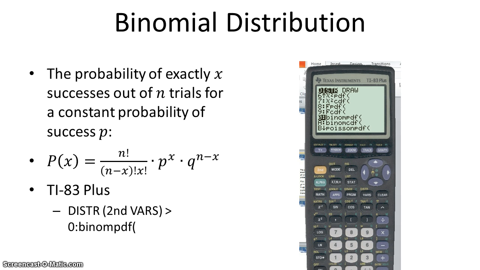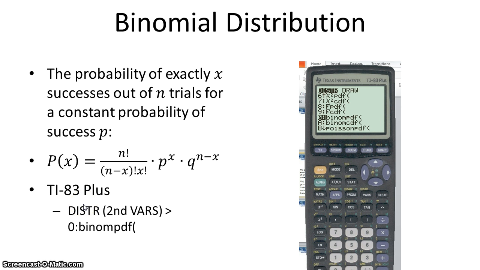From your textbook, you should recall that the formula for this is the probability of X successes is the number of combinations of N trials taken X number of times, the probability of success to the X power, times the probability of failure to the N minus X power.